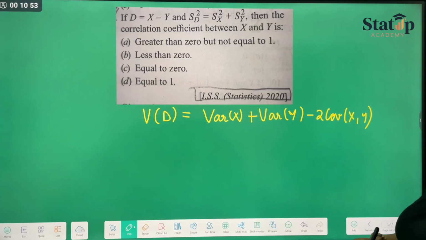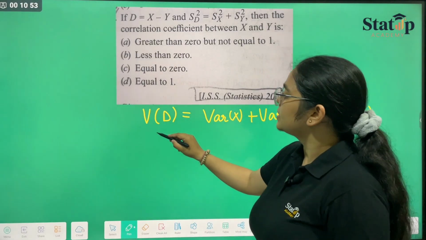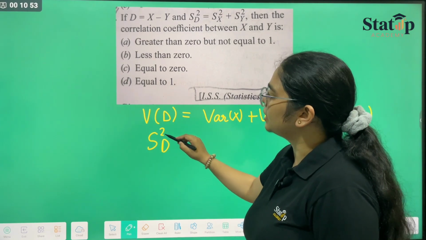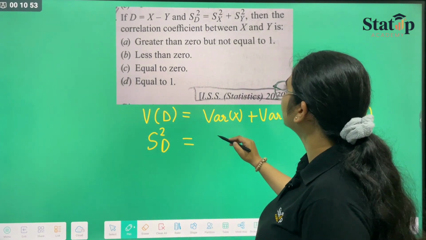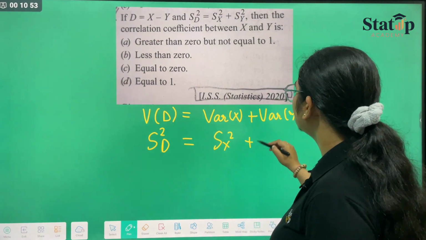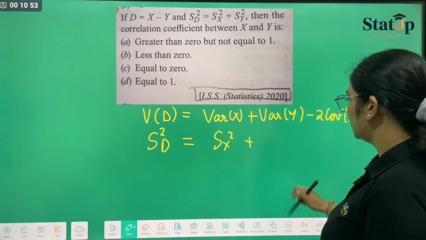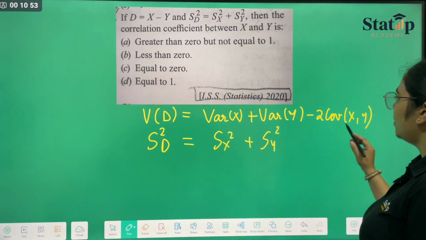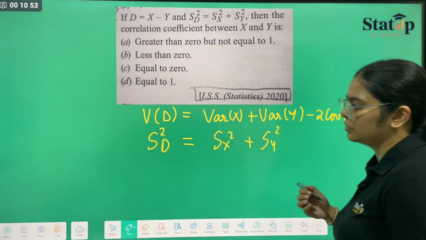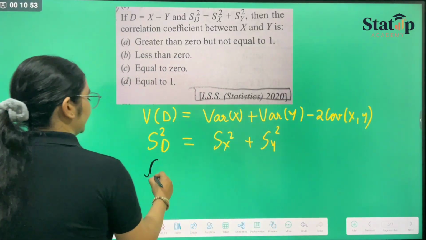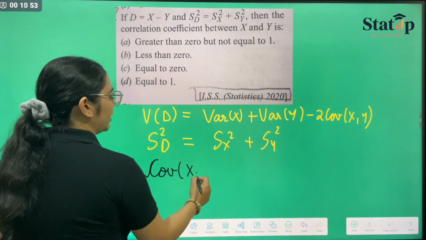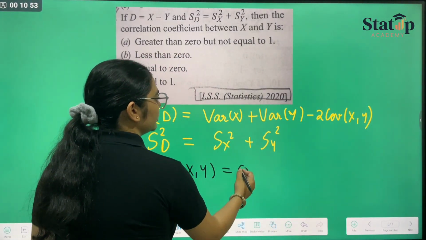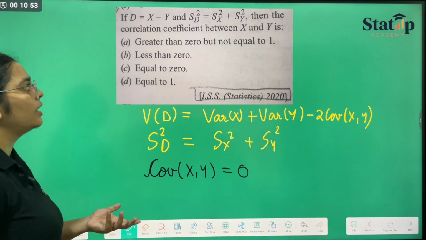This is the standard deviation, but they have given us standard deviation whole square, which is nothing but the variance. Variance of D is equal to variance of X plus variance of Y. But this term is not present. So we can say that covariance between X and Y is equal to 0 because this term is not present.